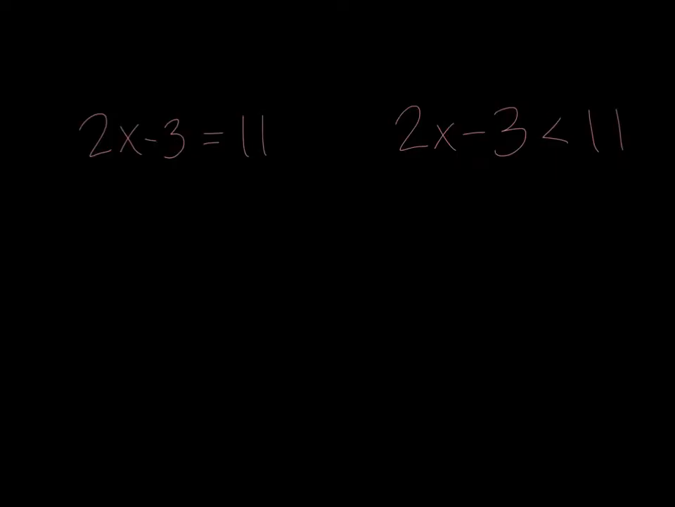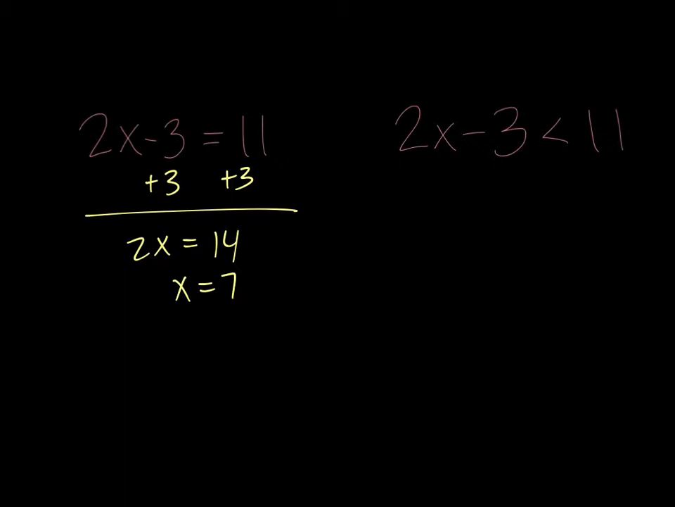Now, if we talk about solving a linear equation, 2x minus 3 is equal to 11, this is going to have one solution. 2x is equal to 14, means x is 7. There's only one value of all the numbers that will make this true, and that's x equals 7.